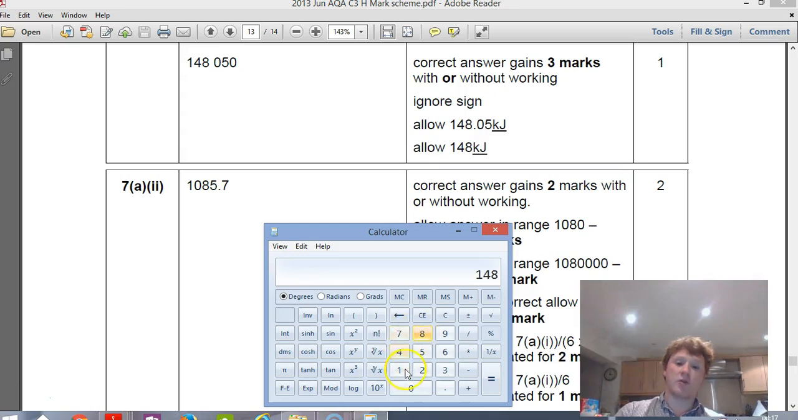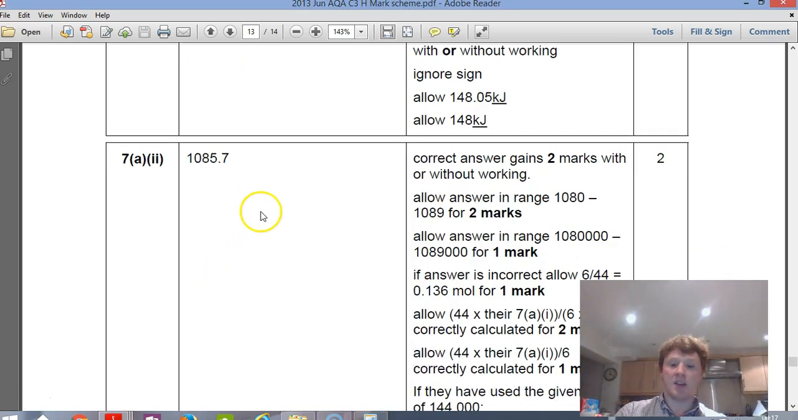So you do 148,050 divided by 0.136, which gives you that number, and that's in joules. So to get kilojoules, you take that number, and divide by 1,000 to give 1,088. I got that answer right because I was a bit naughty and I only did the moles to 3 significant figures.